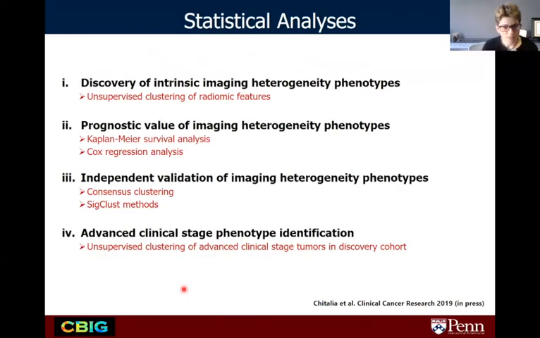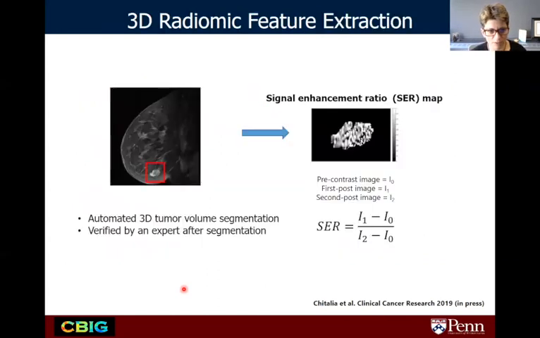So the goals of the study were to identify whether or not intrinsic subtypes exist, evaluate the prognostic value and the independent prognostic value as compared to histopathology and conventional prognostic markers, and then look at the independent validation of these phenotypes in the independent validation set, and start to gain a little bit of an insight into the biological interpretation of these phenotypes.